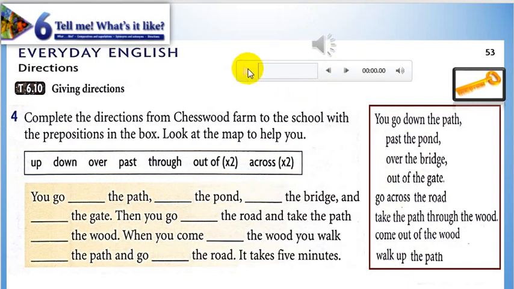Okay, now, let's listen to the solution. Tape script 6.10. You go down the path, past the pond, over the bridge, and out of the gate. Then you go across the road and take the path through the wood. When you come out of the wood, you walk up the path and go across the road. It takes 5 minutes.